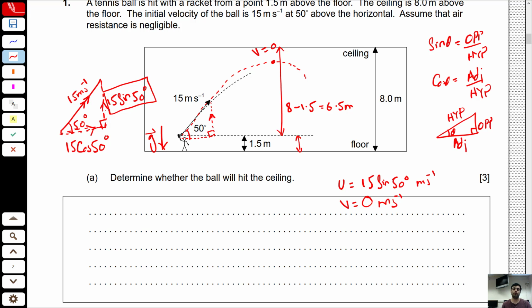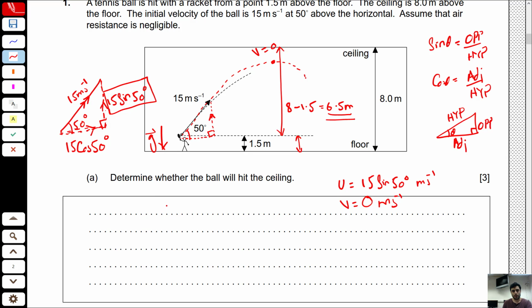The point where the maximum height is reached, where the final velocity is 0, is the point of interest, because that will give us the maximum vertical distance that the ball will travel. Then we will compare that maximum vertical distance with the limiting distance that we have. We're limited to 6.5 meter, but if the ball goes beyond that, then it will definitely hit the ceiling.